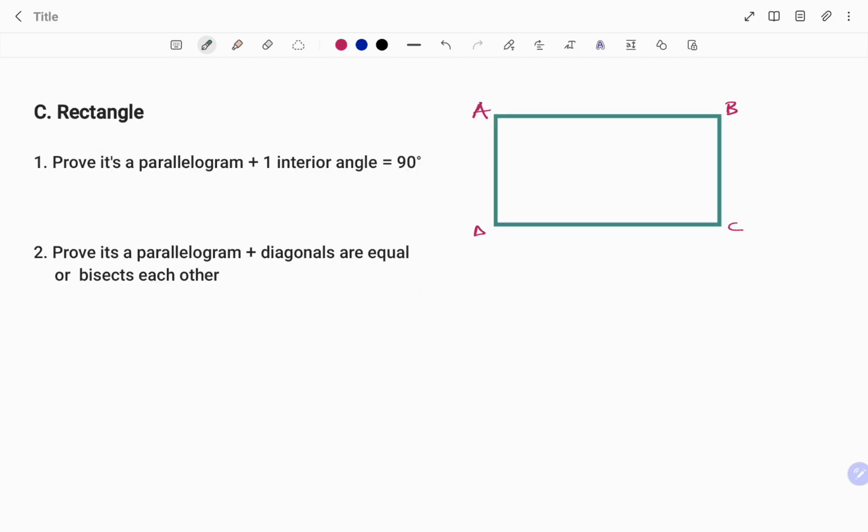For a rectangle, you can prove that one, it's a parallelogram. That is, you can prove that the opposite sides are parallel as shown. You can prove that AB is parallel to DC, or AD is parallel to BC. You can also prove that both pairs of opposite sides are equal. What that means is the line AB is equal to the line DC. Likewise, the line AD is equal to the line BC.